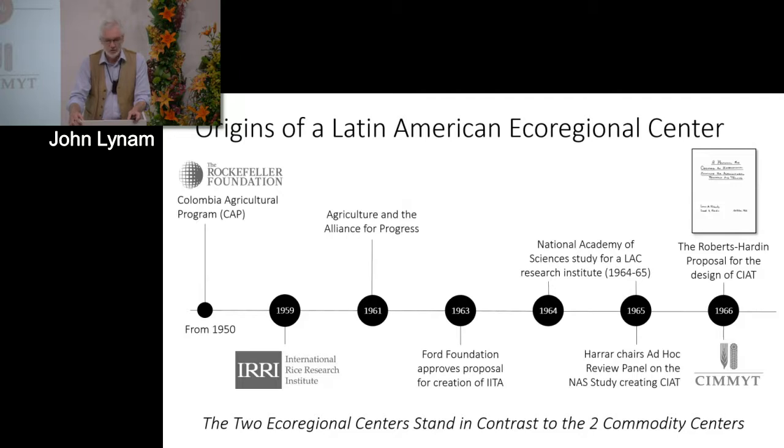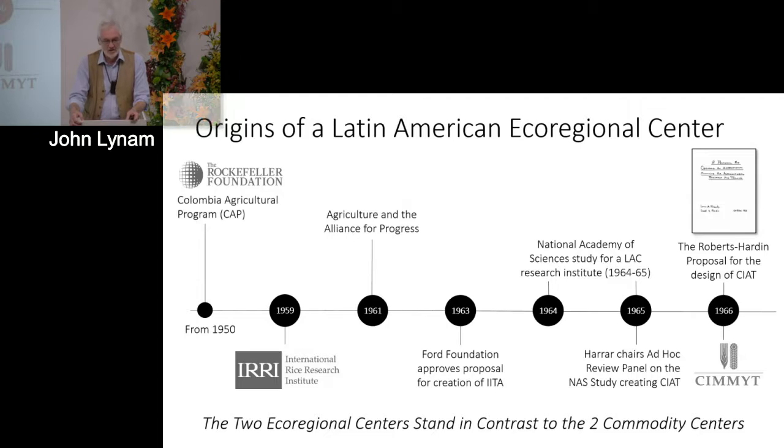And agriculture was a major part of that Alliance for Progress. And as we discussed yesterday, it was seen as a key vehicle for stabilizing rural security in the Latin American context. And the NAS report essentially suggested a tropical research institute to be created. And this would be funded principally by USAID, but there were discussions at the same time with the Rockefeller Foundation.